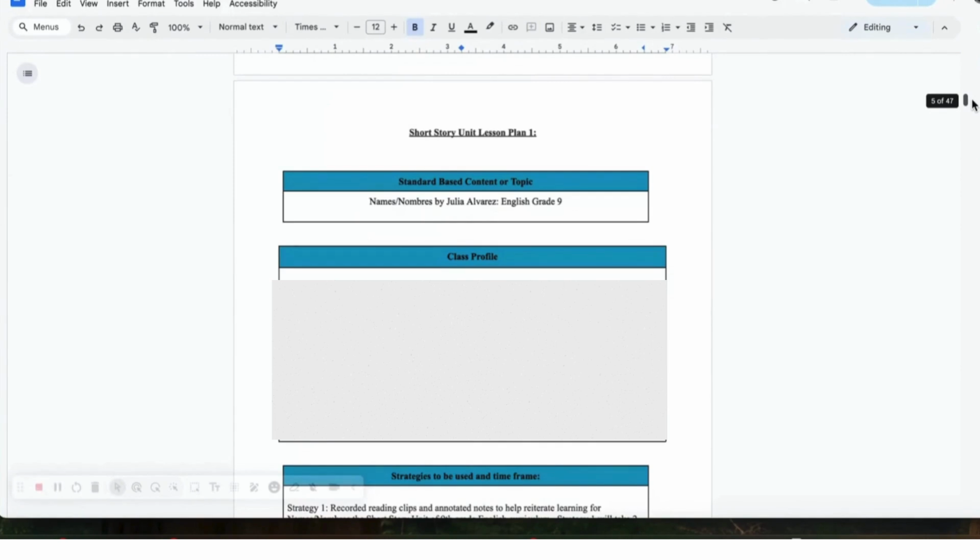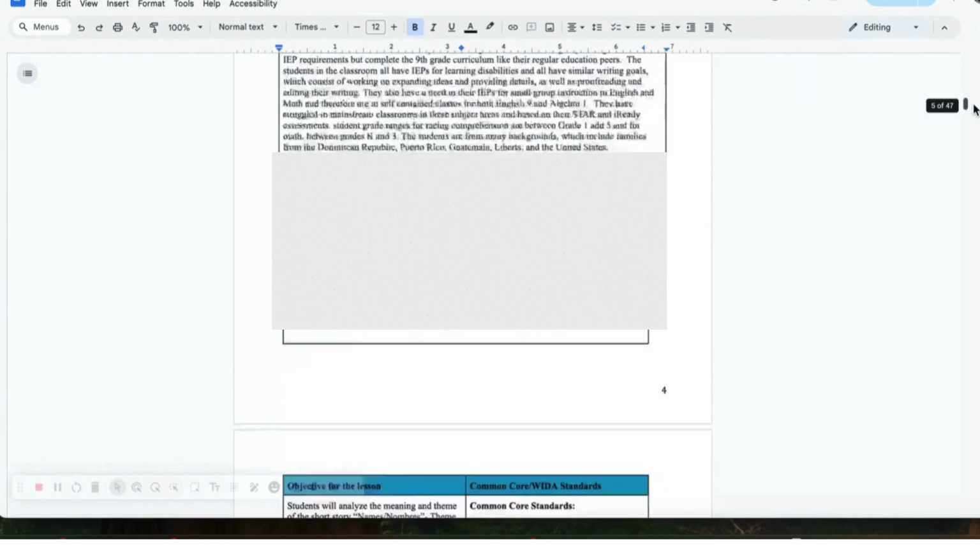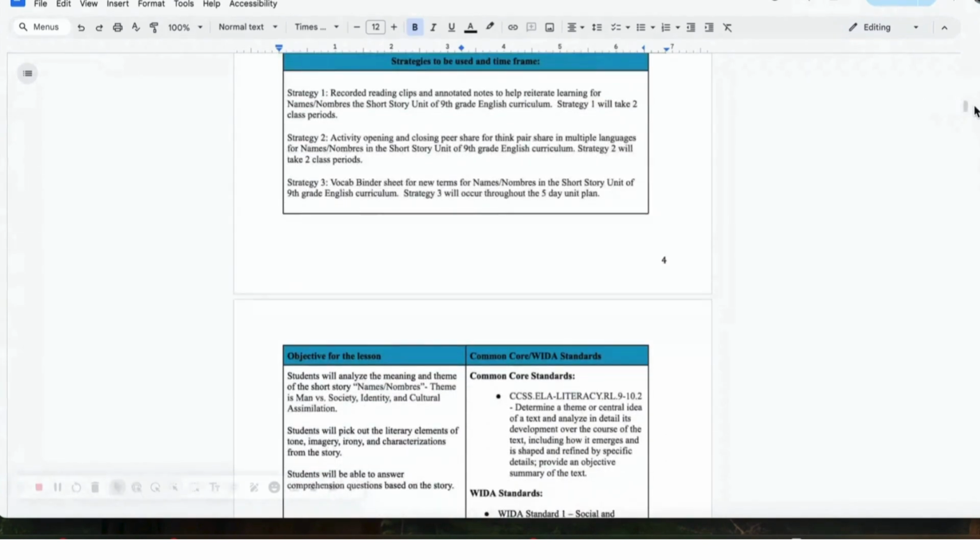For the first lesson, which I did names and nombres, I looked at my classroom profile, which I already explained was a self-contained 9th grade classroom with my 11 students. And I also looked at different strategies. I picked 3 different strategies I wanted to try with this lesson to help my multilingual learners.